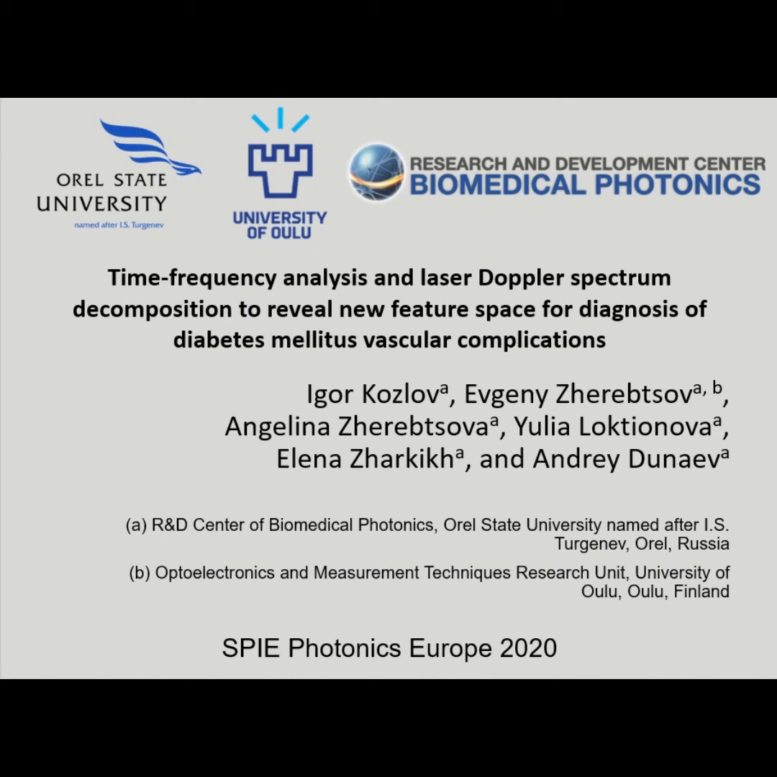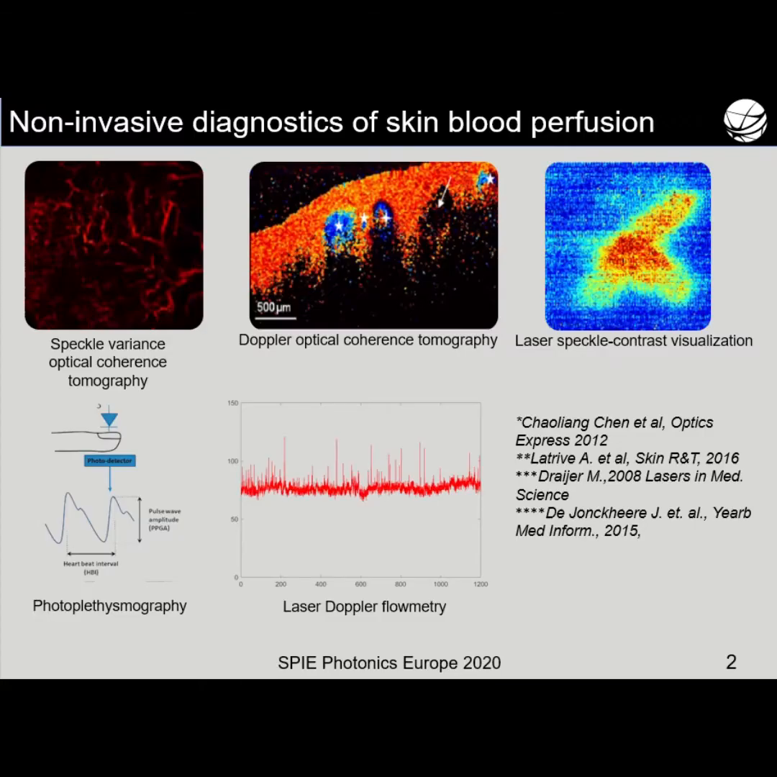Hello, my today's report will focus on non-invasive diagnostics of musculoskeletal disorders. Today there are quite a lot of different methods for skin microcirculation analysis. There are laser speckle contrast imaging, methods based on optical coherence tomography, photoplethysmography, and laser Doppler flowmetry. In general, the presented methods are already used in clinical practice.